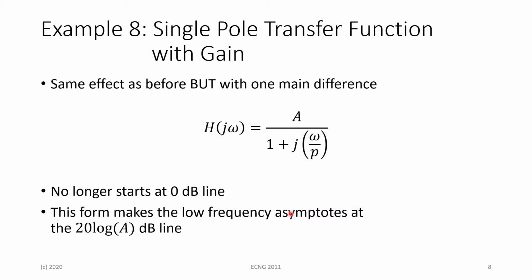The plot basically looks the same, but the key difference is that it will no longer start at the 0 decibel line. Because the a component is a real number, the starting point for the graph is now going to be 20 log a. Whatever value that is, that's going to be our new starting point for the graph. The graph will still take the same shape as we've seen before. It's just that, for the magnitude plot, it's going to shift up or down depending on that 20 log a value.